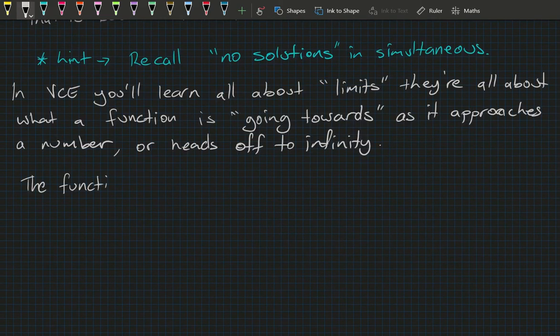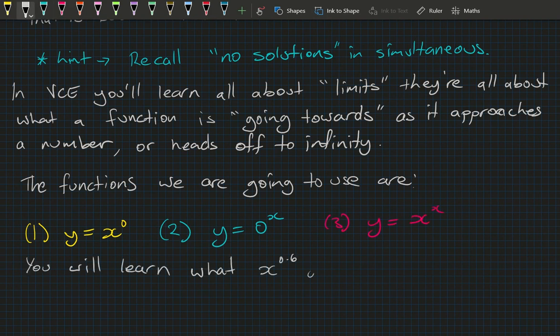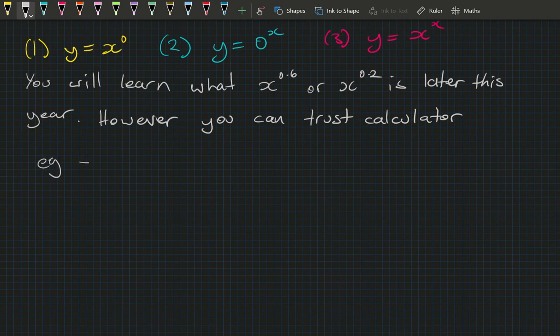So in this challenge, the functions we're going to use are: number 1, y equals x to the 0. Number 2 is where y equals 0 to the power of x. And the last one, number 3, is where y equals x to the power of x. However, at this stage, you can just trust the calculator. So some possible examples you could come up with for these functions are y equals 0 to the 0.9 or y equals 0.9 to the 0.9.